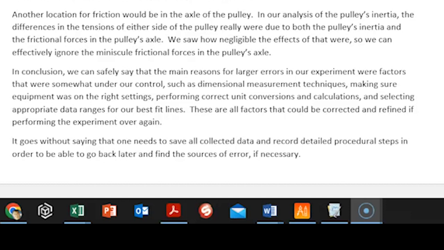In conclusion, we can safely say that the main reasons for larger errors in our experiment were factors that were somewhat under our control, such as dimensional measurement techniques, making sure the equipment was on the right setting, performing correct unit conversion and calculations, and selecting appropriate data ranges for our best fit lines. These are all factors that could be corrected and refined if performing the experiment over again. So it goes without saying that one needs to save all collected data and record detailed procedural steps in order to be able to go back later and find the sources of error if necessary.